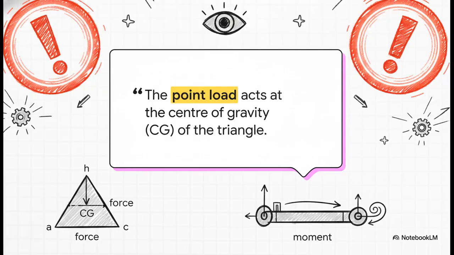This quote right here, massive red flag to watch out for. Burn this into your memory right now. The point load acts at the center of gravity of the triangle. If you miss this detail, your moment arm distance will be completely wrong, which is like a domino effect that ruins every single equilibrium equation you write afterwards.